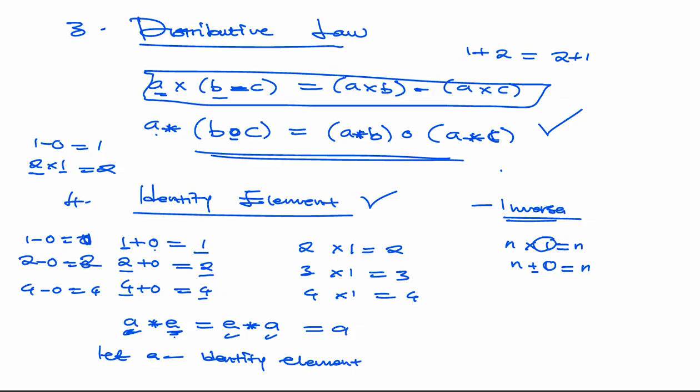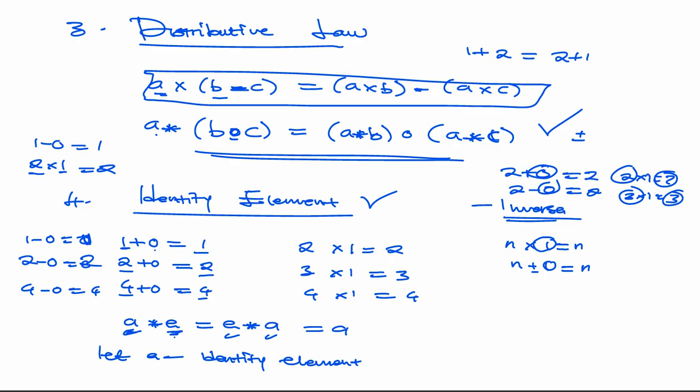Because 2 plus 0, we get 2. And 2 minus 0, we get 2. 2 times 1, we get 2. And 3 times 1, we get 3. We are still remaining with the same number because 1 becomes an identity with multiplication and 0 becomes an identity with plus or minus with any number.